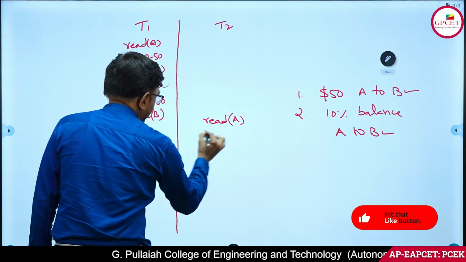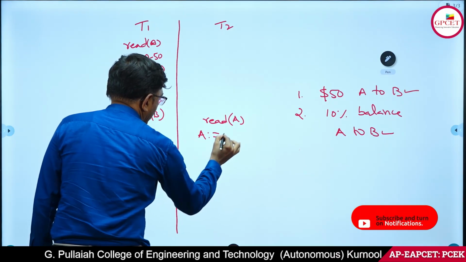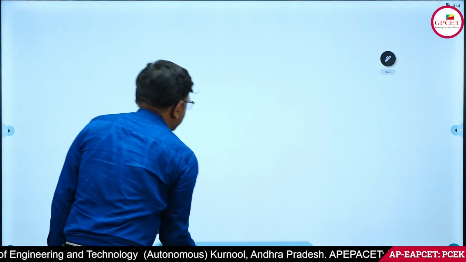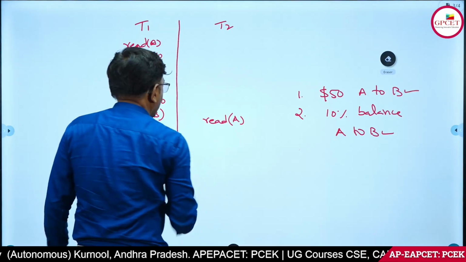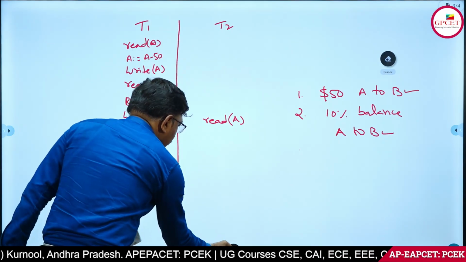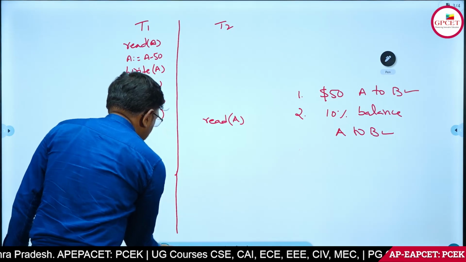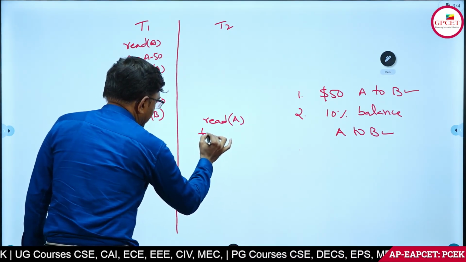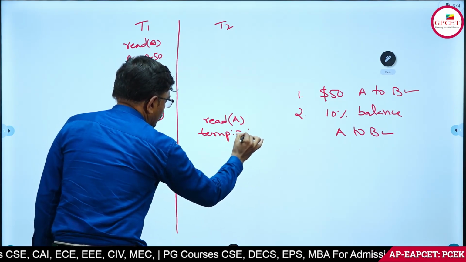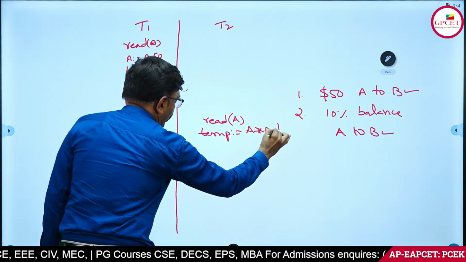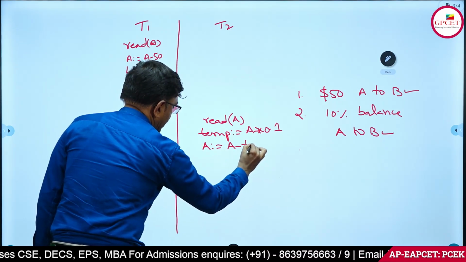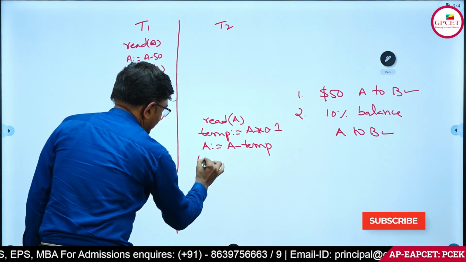Read A. A equal to... Right, simple. What is here? Temp equal to, we can store it in a temporary variable. By using it here, it transfers 10% of the balance from account A to account B. We use a temporary variable: temp equal to A into 0.1, then A equal to A minus temp, and then write A.